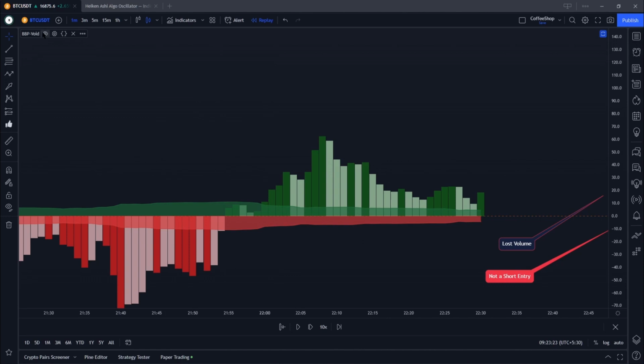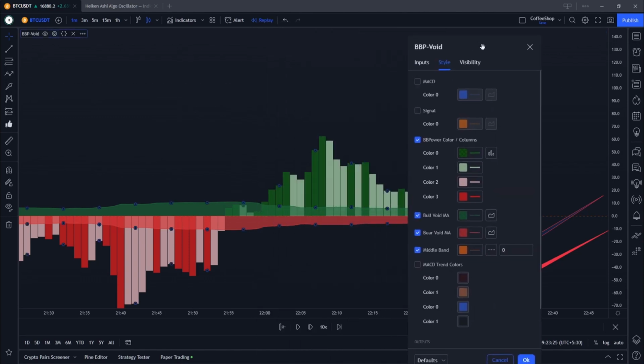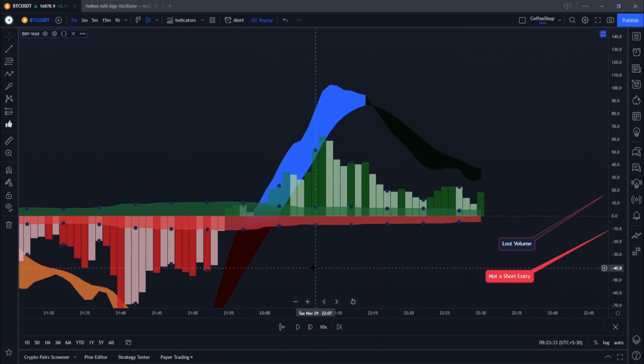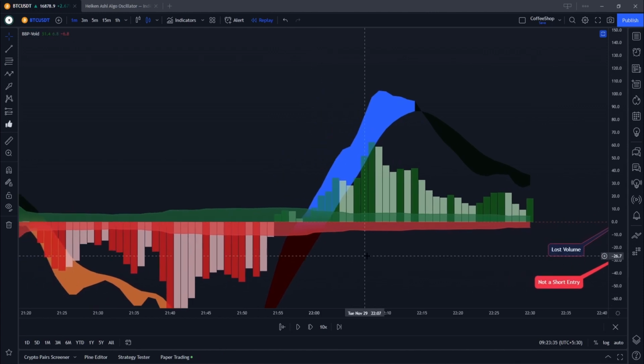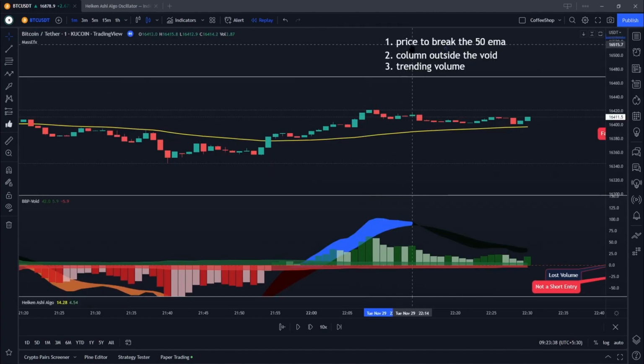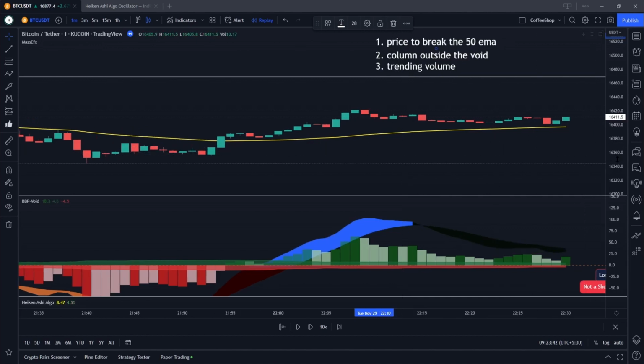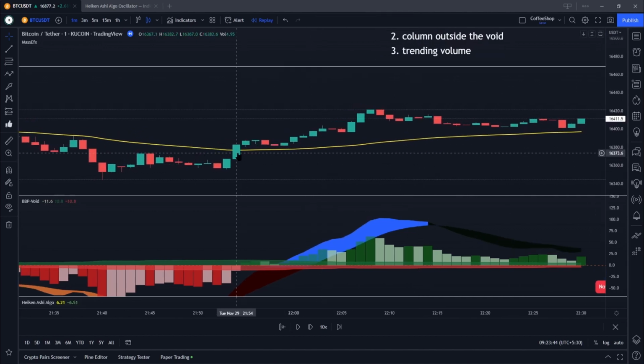Now, the other thing that you need is your trend. This is telling you when volume is actually trending in the direction that you need. So what you need is three things. Price has to break your 50-period moving average. Let's say you're going long. Price has to break the 50-period moving average, or at least it has to be closing above the 50. You don't need to cross the 50 to enter.